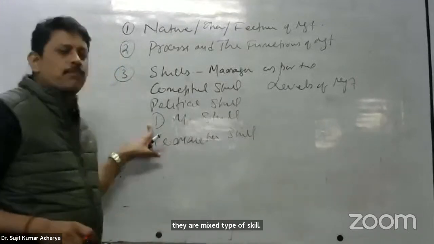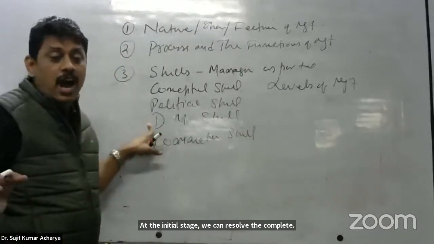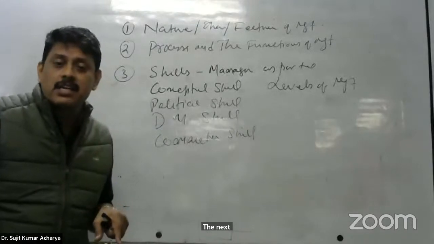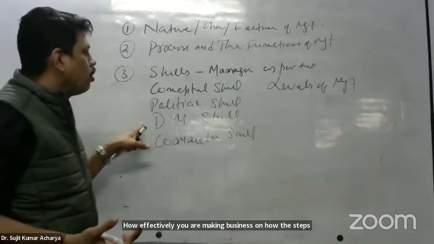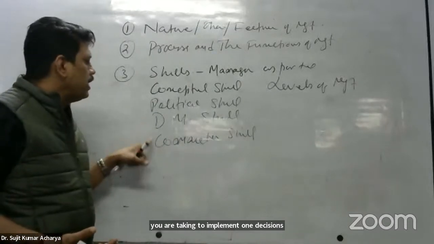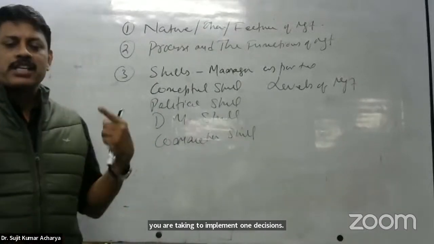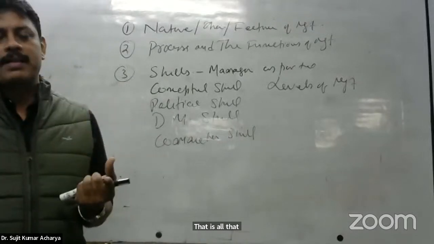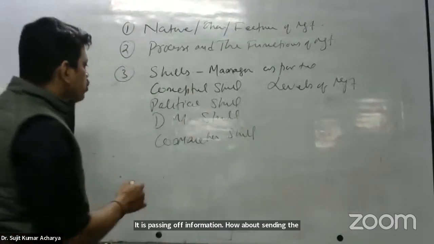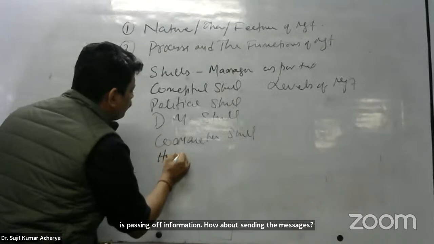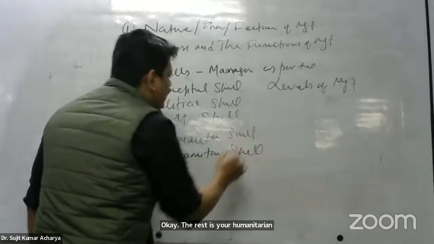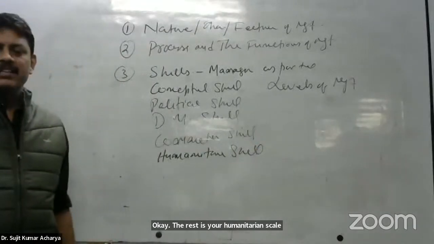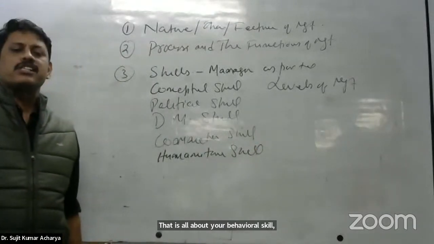Then next is your decision making skill. You need to take decisions: how effectively you are taking decisions, what steps you are taking to implement decisions. That is all about your decision making skill. Then communicational skill is the passing of information, how you are sending the messages. Then next is your humanitarian skill. That is all about your behavioral skill.